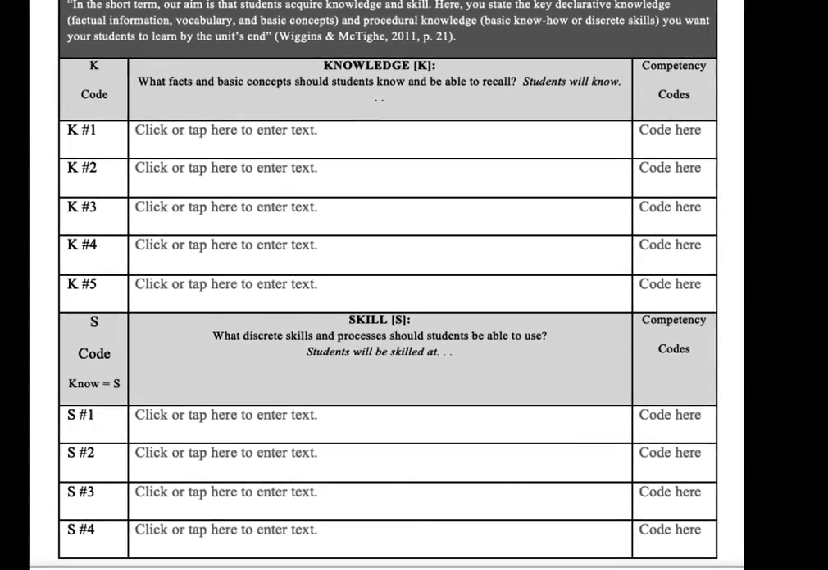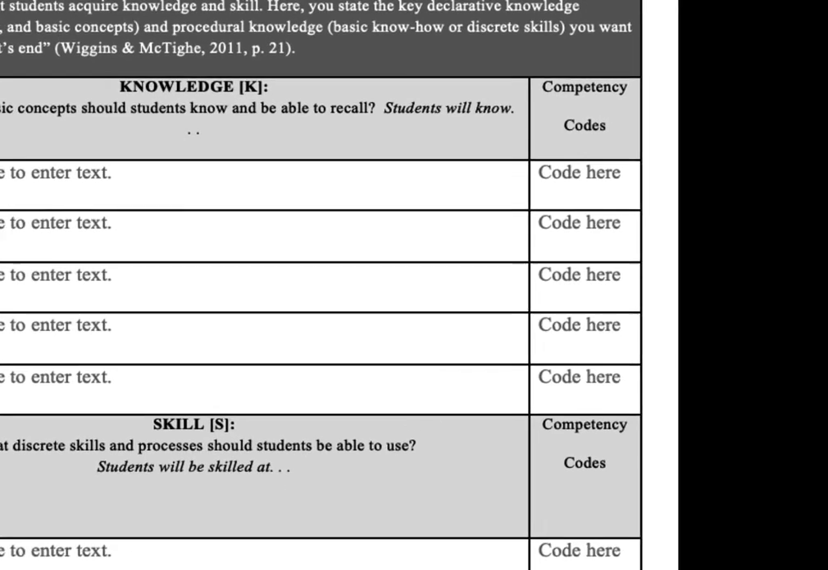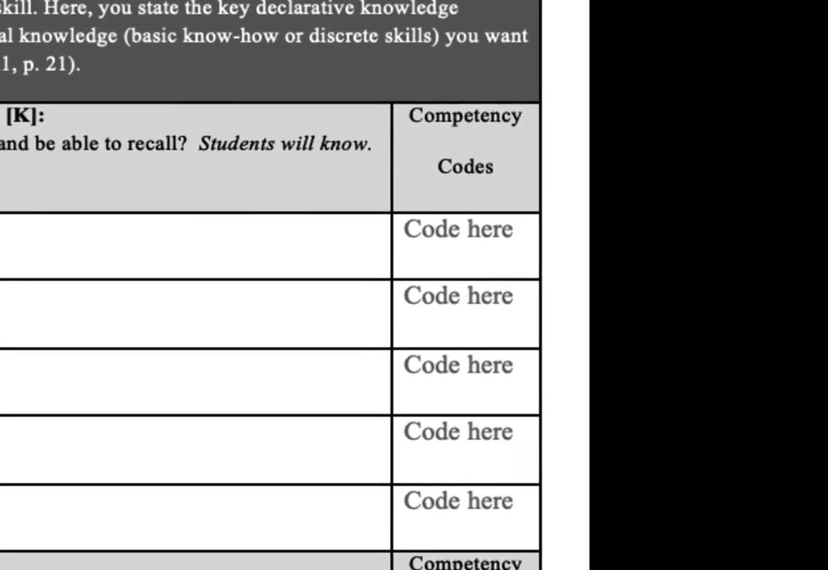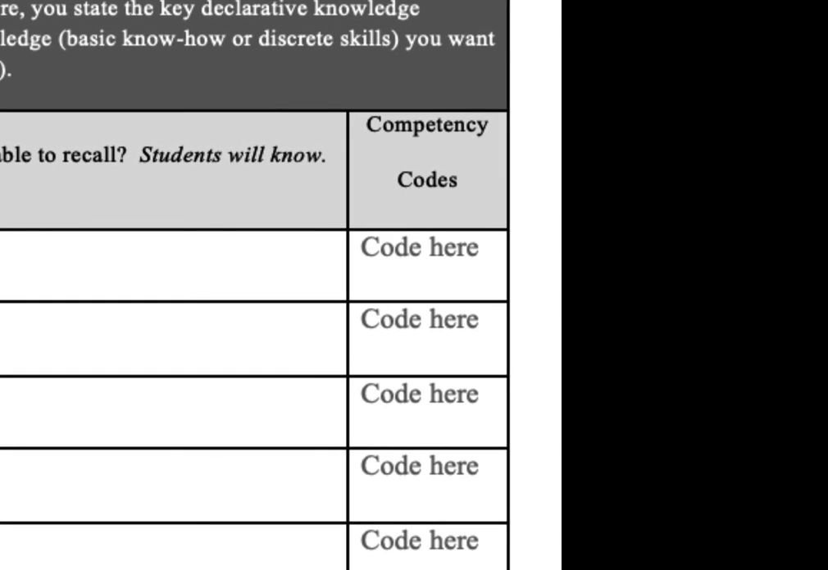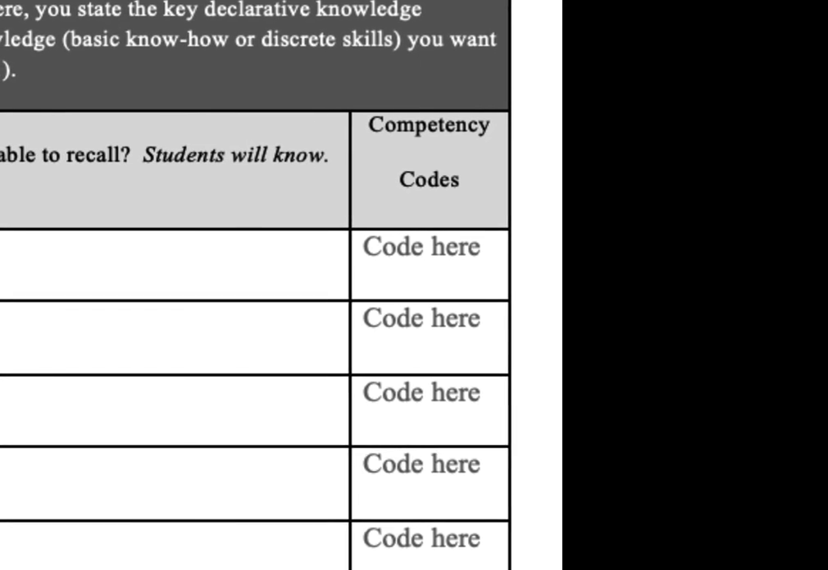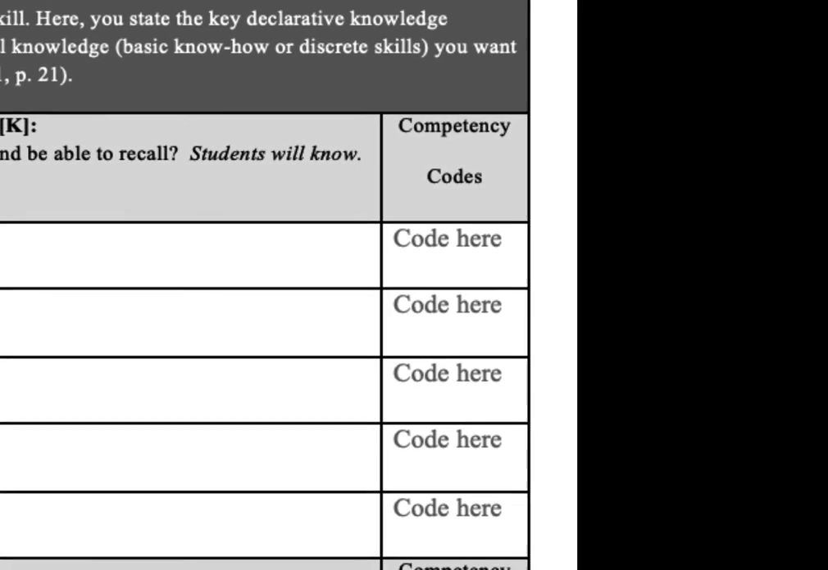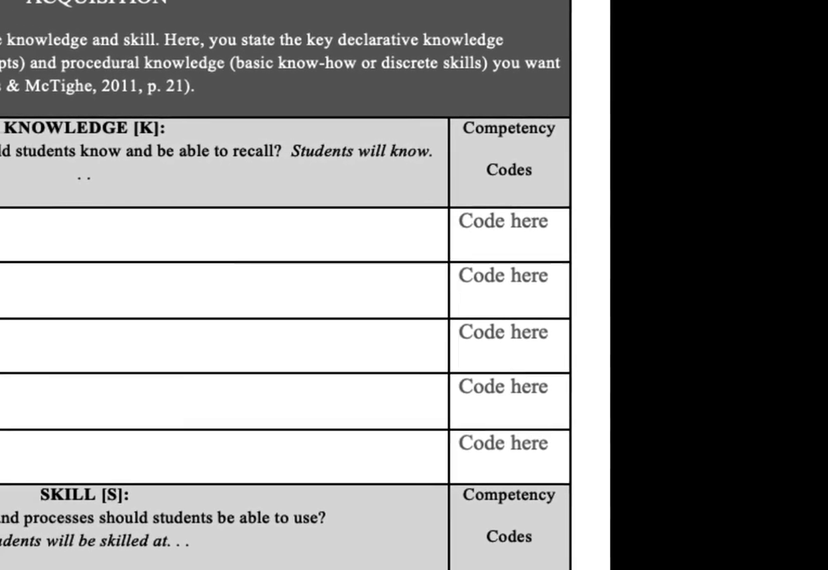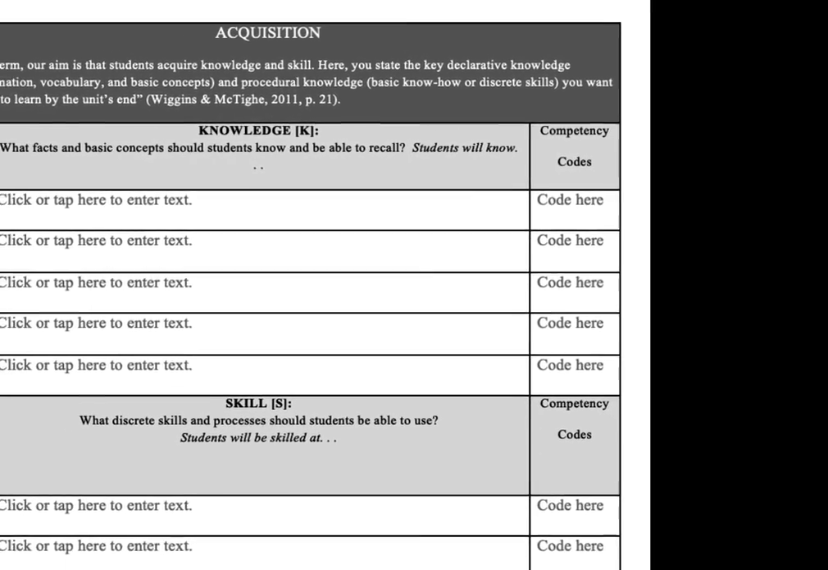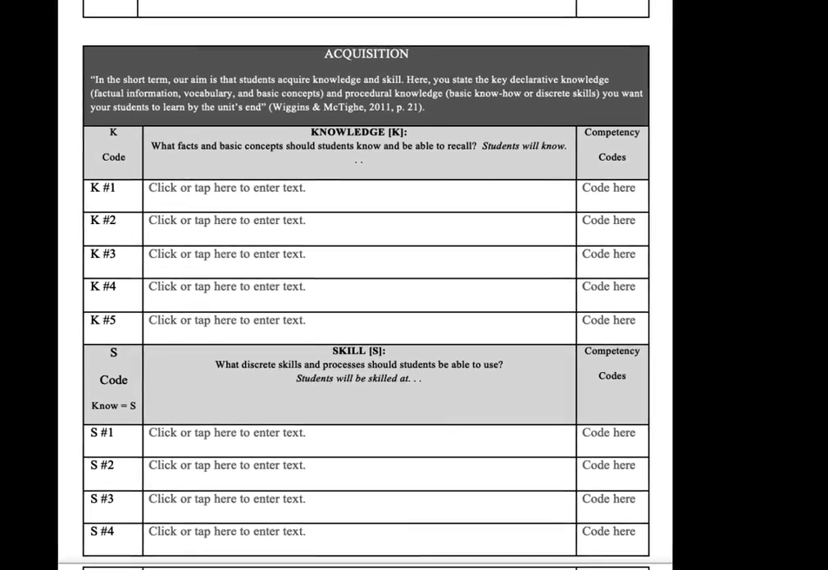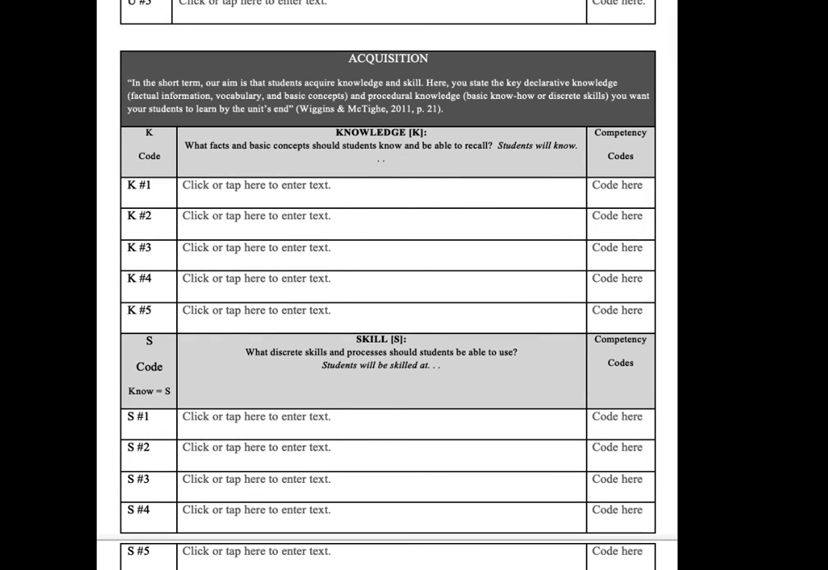When completing this guide, designers will once again identify the standards and competencies that are aligned with each specific expectation in the knowledge and skills sections. By the end of Stage 1, learners will have acquired knowledge such as facts and definitions, and skills such as basic processes and discrete skills.